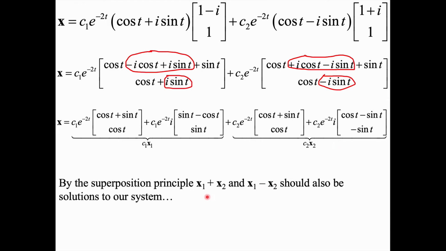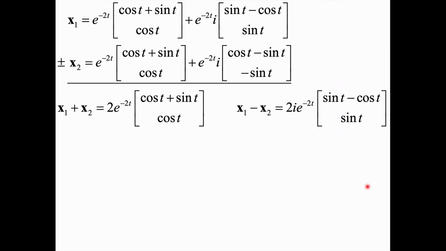By the superposition principle, we know that if we have two solutions, namely x1 and x2, then the sum of those solutions should also be a solution, and the difference of those solutions should also be a solution to our system. So let's try that and see what would result from those additions and subtractions of x1 and x2. I tried to do both at the same time here. Here's x1, here's x2, less the constants in front. We'll just focus on the functions, the eigenfunctions themselves, some real, some complex.